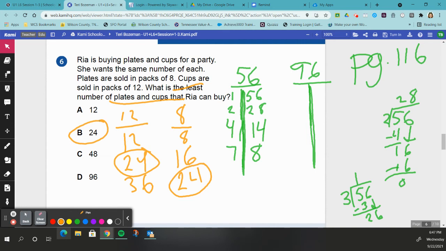So if she bought 2 packs of cups and 3 packs of plates, then that would be 24 cups and 24 plates.